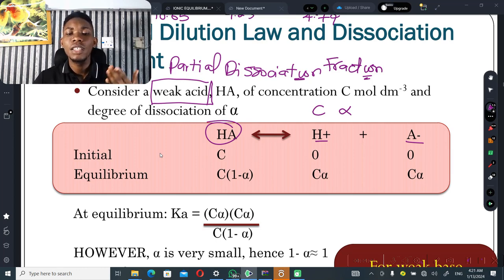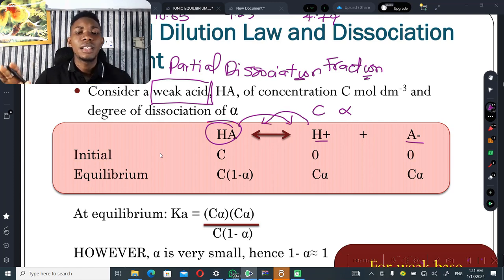So initially it is only HA that is dissociating, then H plus is formed. It's gradually building. A time will come where H plus and A minus will start reacting to give us HA back. That point at which the rate at which this one is converting to this is equal to the rate at which this side is converting to this, you say that the reaction is at equilibrium.